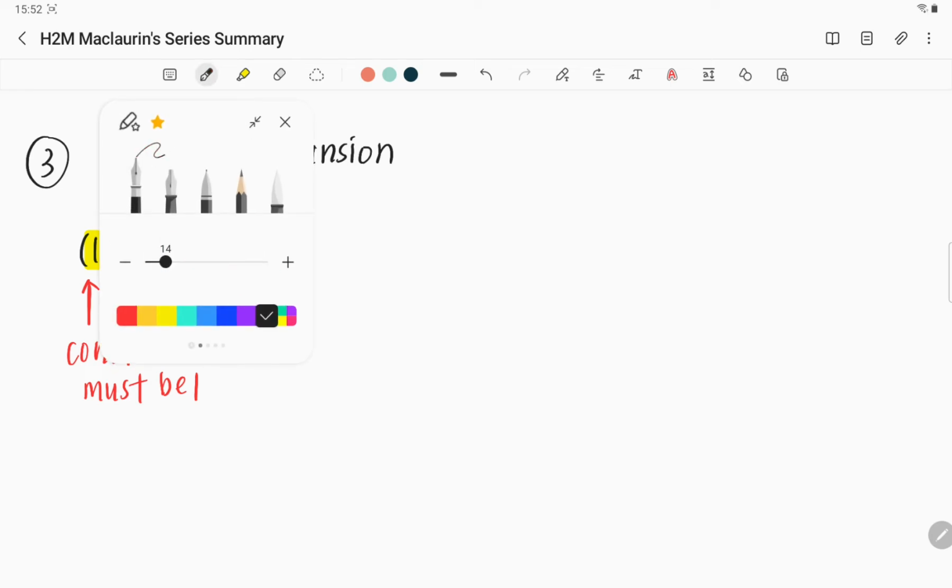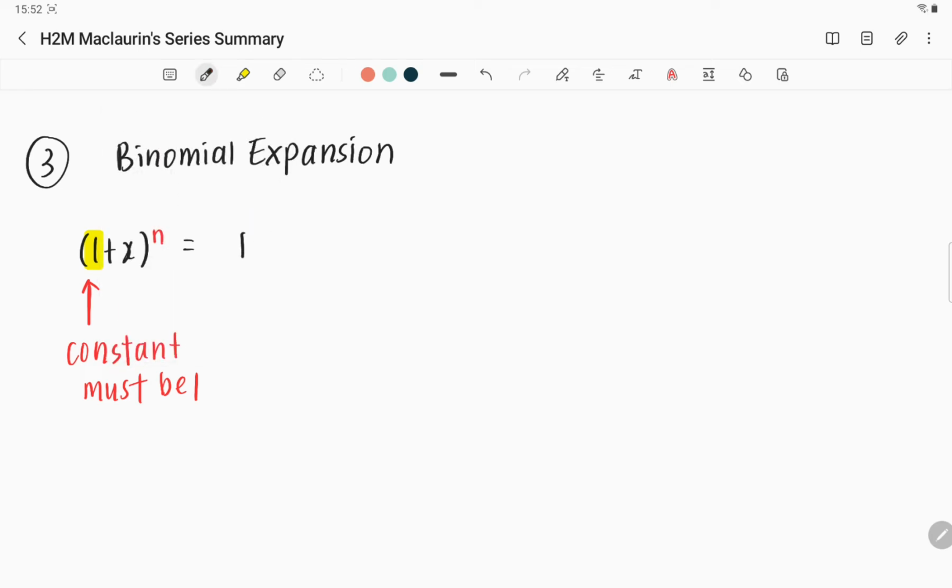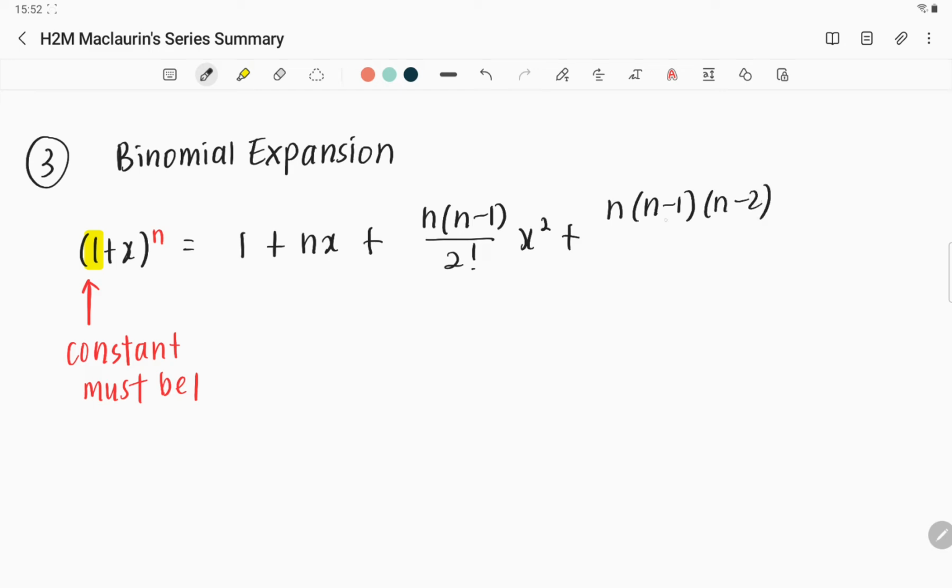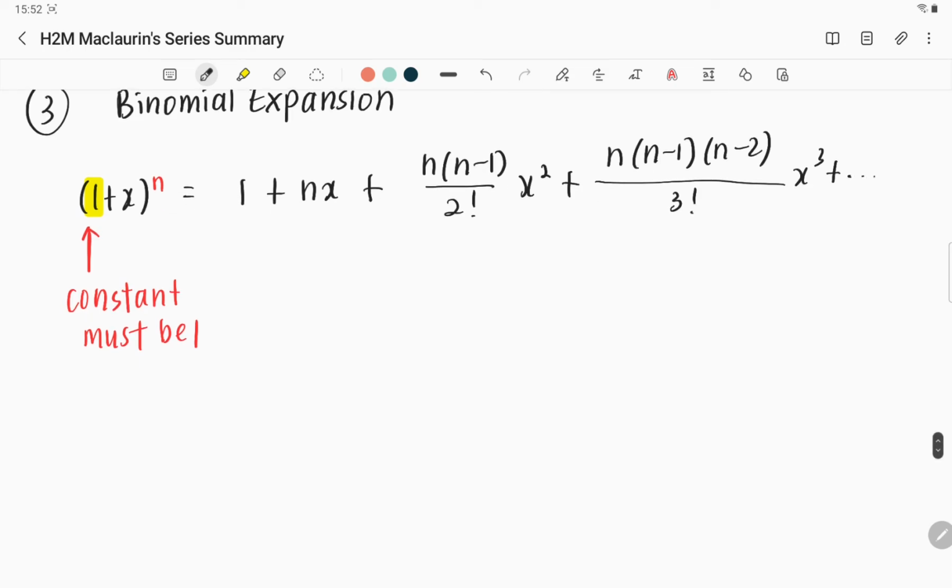So now let's proceed to write out this formula. It will be 1 plus nx plus n times (n minus 1) over 2 factorial times your x squared plus, if we keep going, n times (n minus 1) times (n minus 2) over 3 factorial x cubed, of course, plus dot dot dot. Okay, so the important parts here are your coefficients, so it's n times (n minus 1) divided by 2 factorial and so on and so forth.